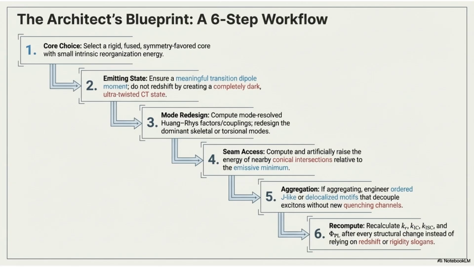The architect's blueprint is a 6-step workflow, from selecting a rigid core and ensuring a meaningful transition dipole moment, to redesigning dominant modes, raising the energy of conical intersections, controlling aggregation, and finally, recomputing all rates.